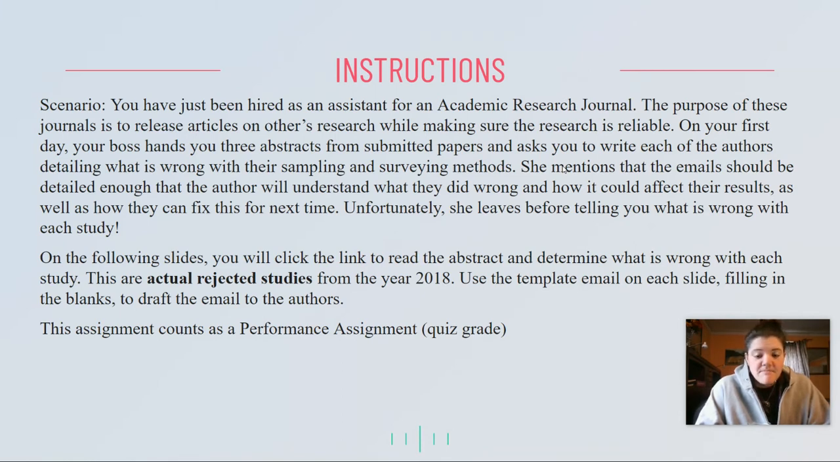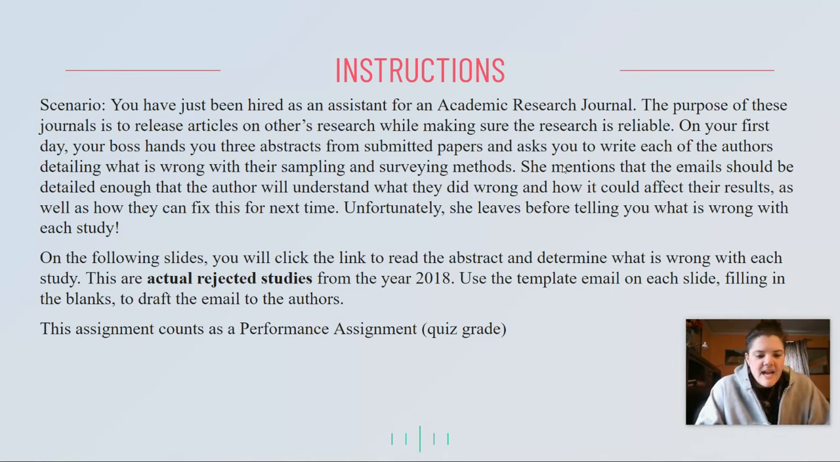She mentions to you that the email should be detailed enough that the author will understand what they did wrong and how it could affect their results, as well as how they can fix this for next time. Unfortunately, she leaves before telling you what is wrong. But you took this class, so you know you can figure out which of the biases is happening here.